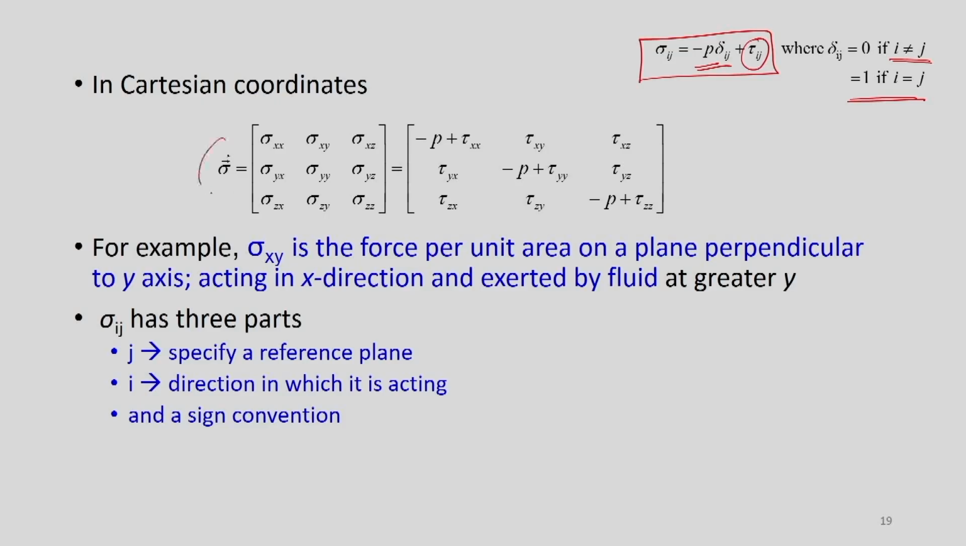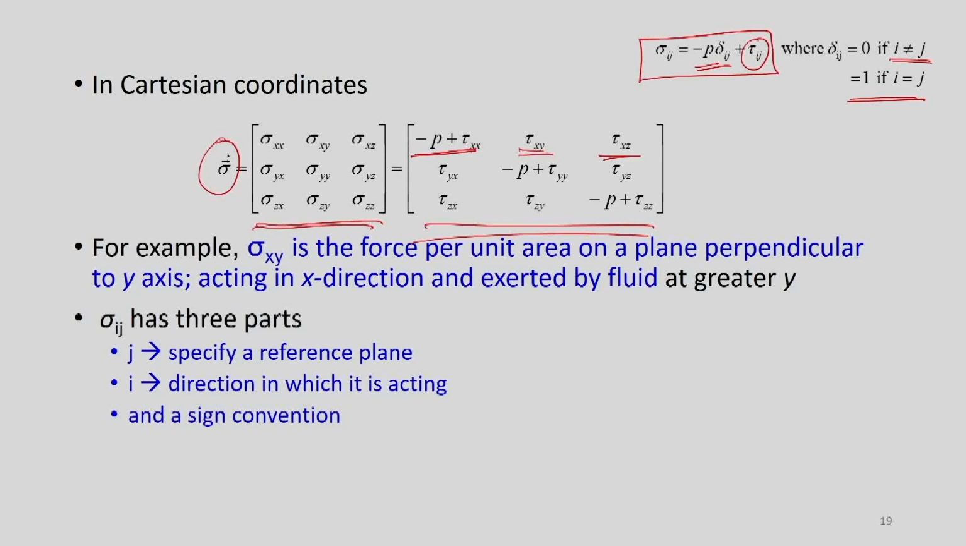So, the stress tensor has 9 components. We can write a matrix form like this: sigma xx, sigma xy, sigma xz and so on. Sigma xx means i is equal to j is equal to x. When i is equal to j, the Kronecker delta is 1. So, it will be minus p plus tau xx, then tau xy, tau xz and so on, the remaining components we can write like this.